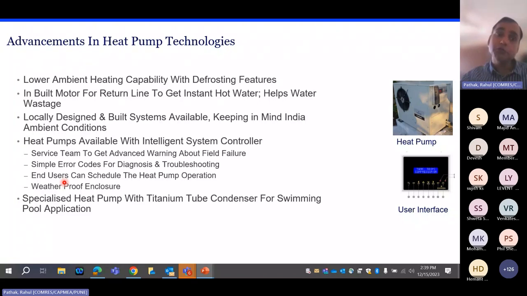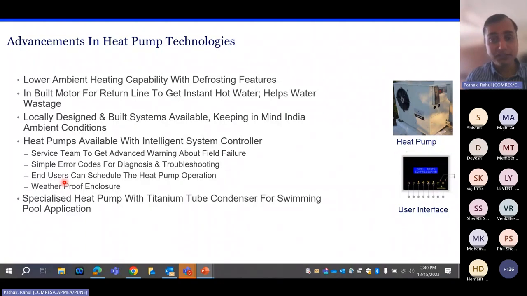Again, look for locally designed and built systems, because these locally designed systems are made for Indian climate conditions. I've seen many of the heat pumps are bought as imported systems. Those designs are made for their country, not for India. It's India's kind of ambient condition. So always look for locally designed systems which have the capability of handling Indian ambient conditions.